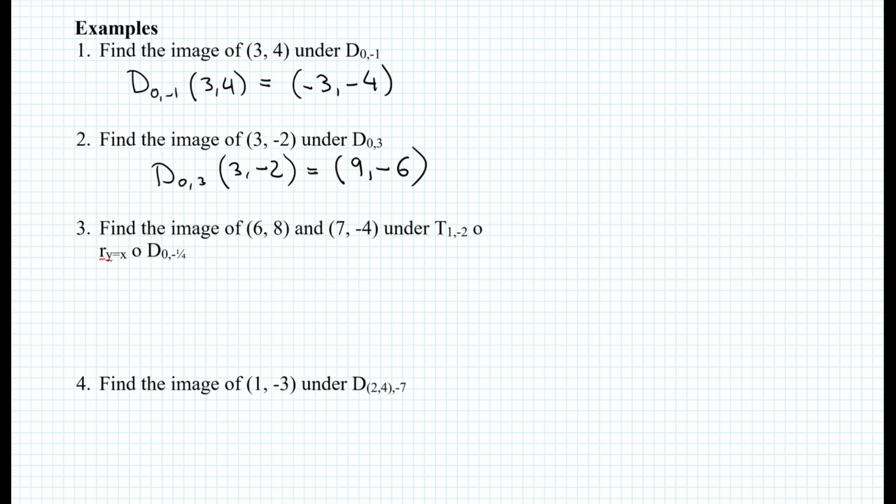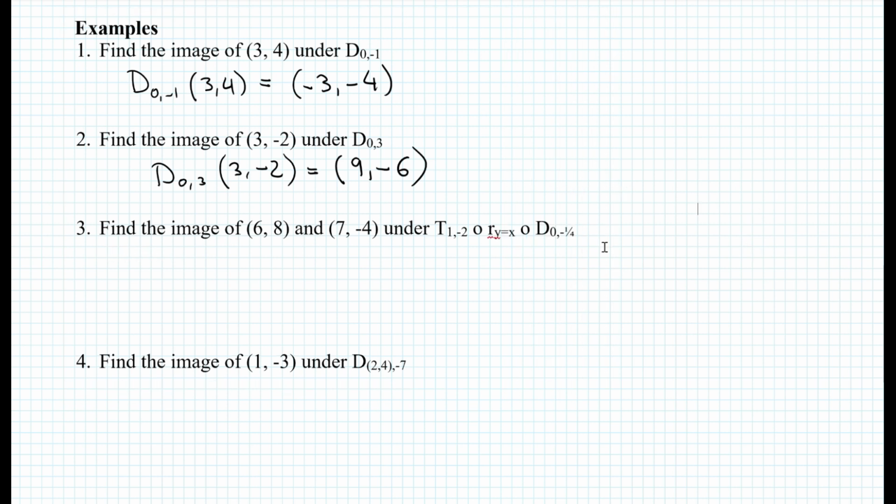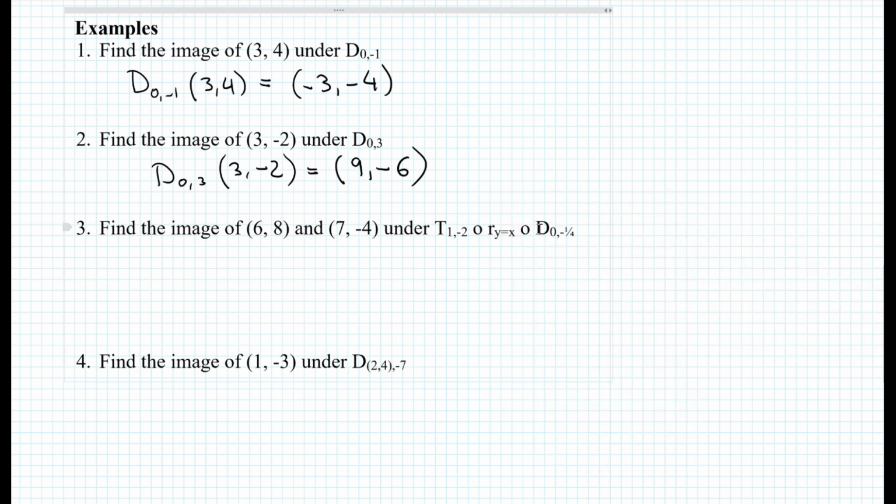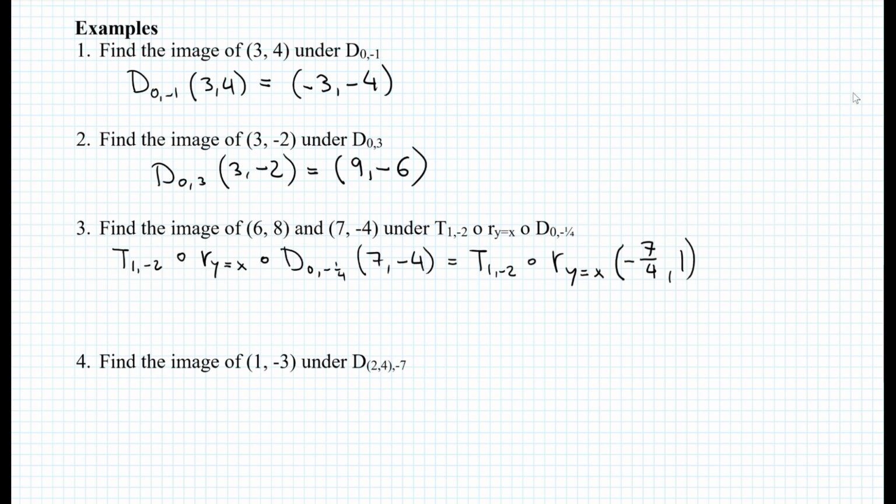Now, for the third one, we have a combination of different transformations here. So let me actually put everything on one line. There you go. So first we have a dilation of the origin by -1/4, then we have a reflection, and then a transformation here, or a translation. But we have two different points. So let's write them out first. So we have the following. Then we read from right to left.